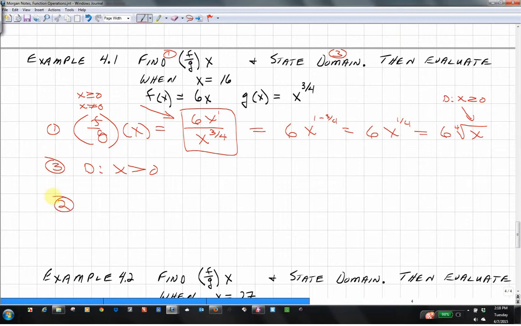And what the second part says is we are going to put 16 in for x. So here's what I'm going to write. I'm going to put f divided by g, evaluated at 16. So that would be 6 times the fourth root of 16. That would be 6 times 2, which would be 12.